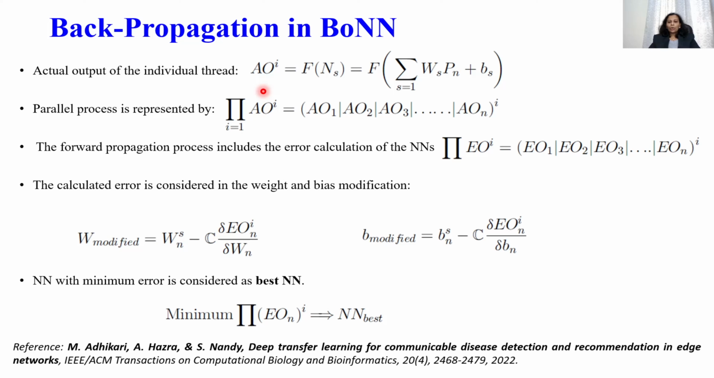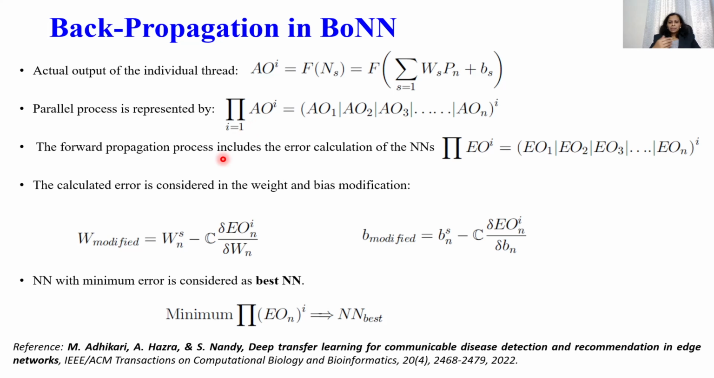The ith actual output of the neural network is a function of n symptoms trained on the layer S, which is again a function of three parameters. Here Pn is the nth pattern in the dataset. Ws and Bs are the weight and bias of the layer S. Next, the actual output is calculated parallelly for forward propagation. This parallel process is represented by this capital Pi symbol.